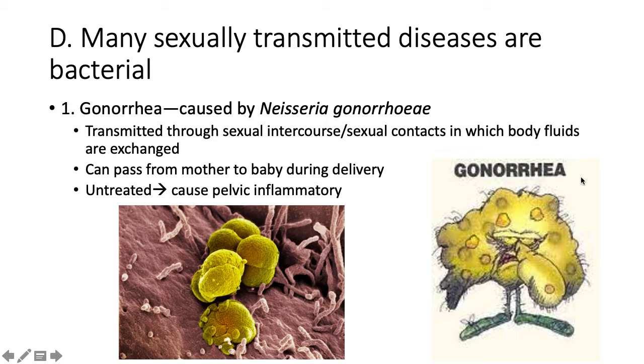Okay, moving on to sexually transmitted diseases. The first one we're going to talk about is gonorrhea. Transmitted through sexual intercourse or sexual contact with body fluids that are exchanged. It can also pass from mother to baby during delivery. And if it's left untreated, it can cause pelvic inflammatory disease, or PID, which could possibly lead to being sterile just because of the inflammation that it causes.